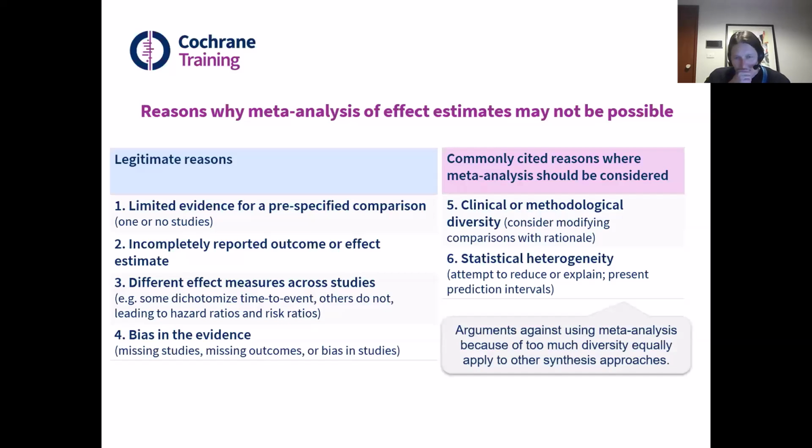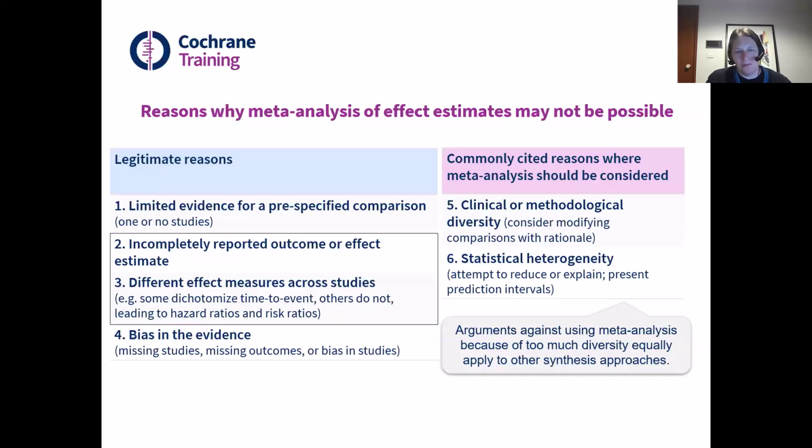Arguments against using meta-analysis because of too much diversity equally apply to the other synthesis methods. So if it's the case that you say you can't do a meta-analysis because of clinical and methodological diversity or statistical heterogeneity, then don't turn to the statistical methods that we are going to talk about today, because there's a contradiction, I guess, in the argument, or it's an illogical argument there.